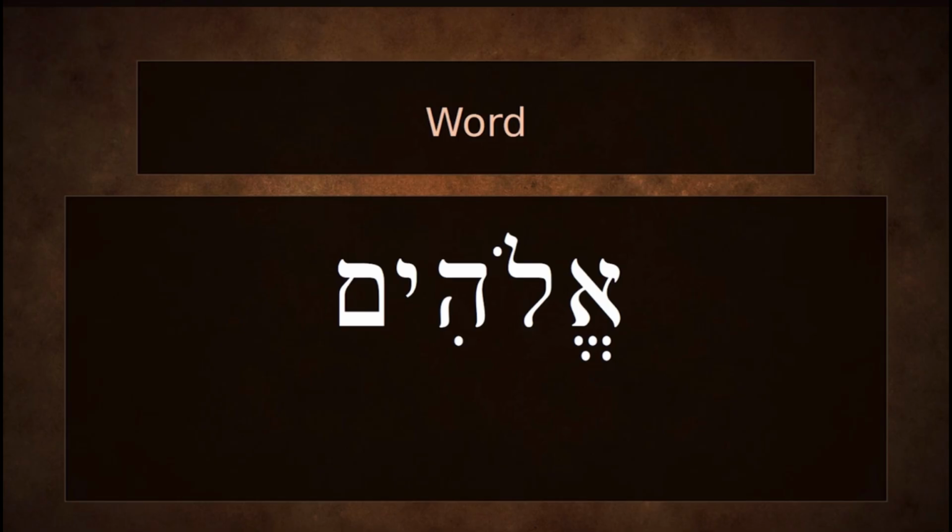Next, we have the hey, which makes the sound h, and under the hey is a chirik. Normally, chirik makes the sound I, as in big, but right after the chirik, we have a yod. The chirik followed by the yod makes our diphthong sound E. So the hey plus the E makes he, and then our final mem at the end makes ma.